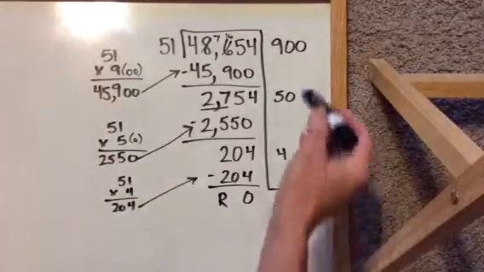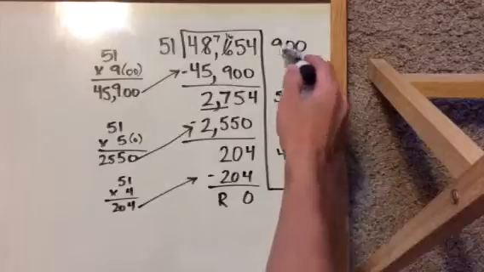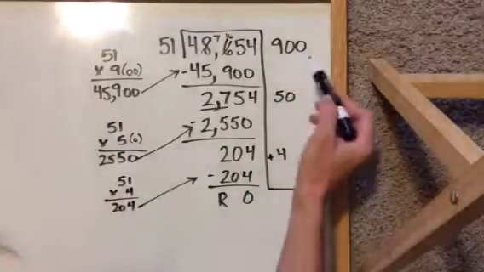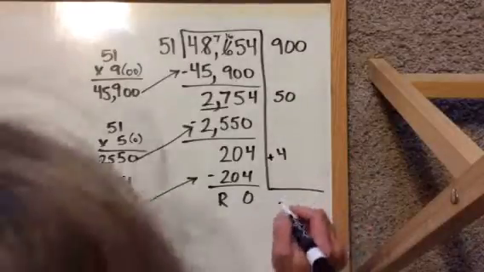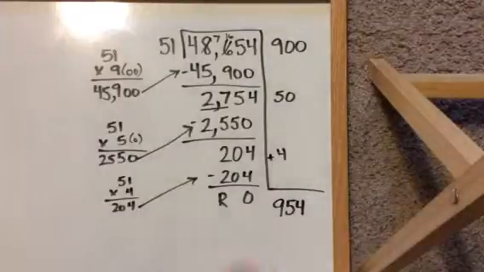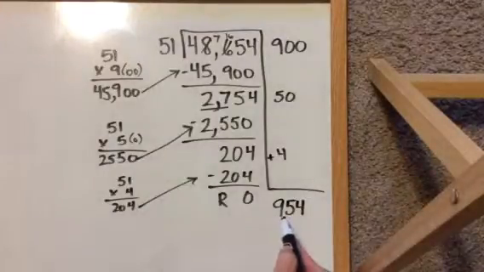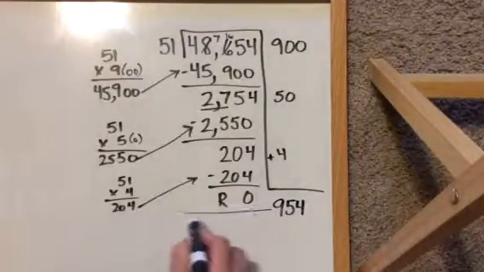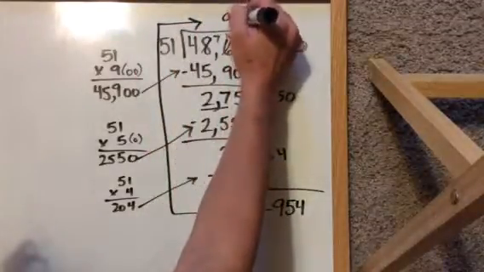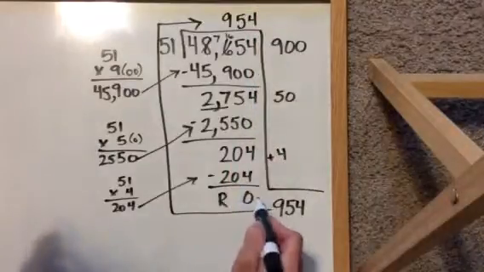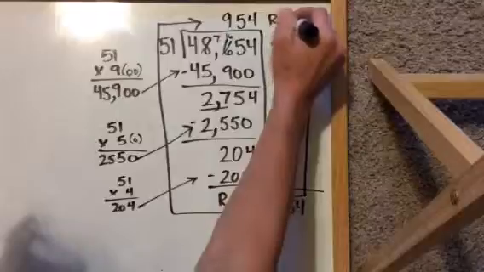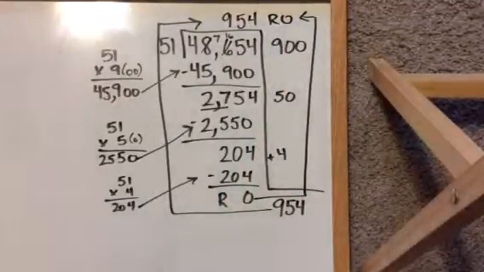Now, since we did partial quotients, we actually have to add these partial quotients on the side to find our answer. So we have 954. Now sometimes you'll have more numbers than that to add up, depending on how many guesses you have to make. So your answer to your problem is 954, with a remainder of 0. Hope that helps.